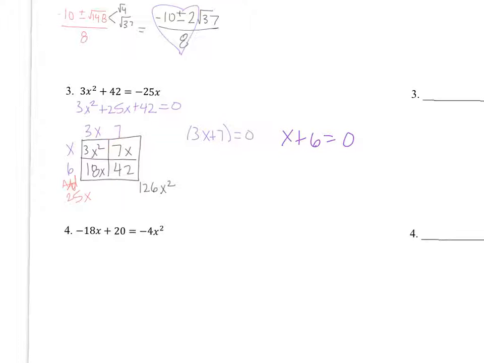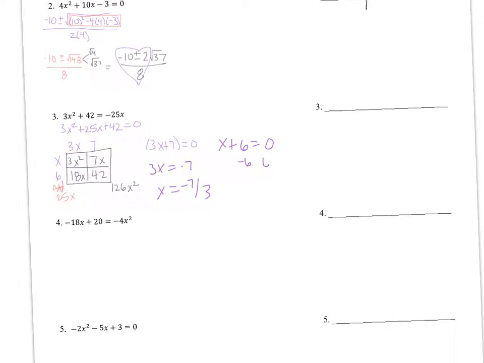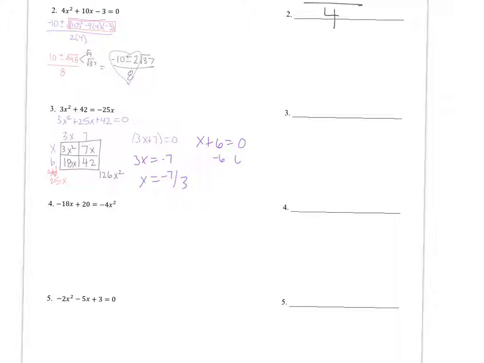So my two answers, I have 3x is equal to negative 7, so x is equal to negative 7 thirds. And x, so I would have to subtract 6. So my answers would be written over here. On the tests, make sure you write your answers over here on this nice line that is provided for you. So those are my two answers there.